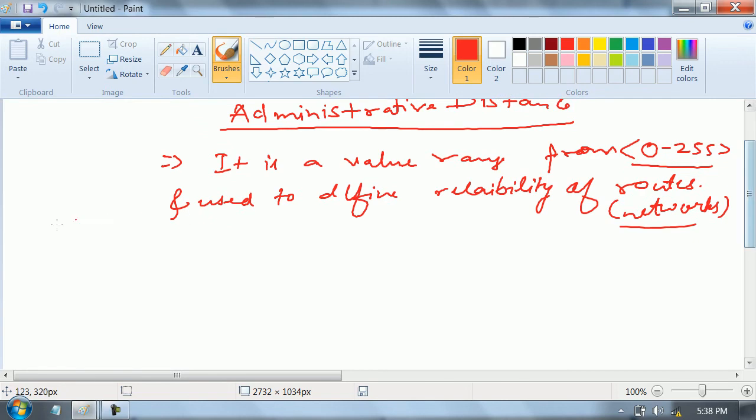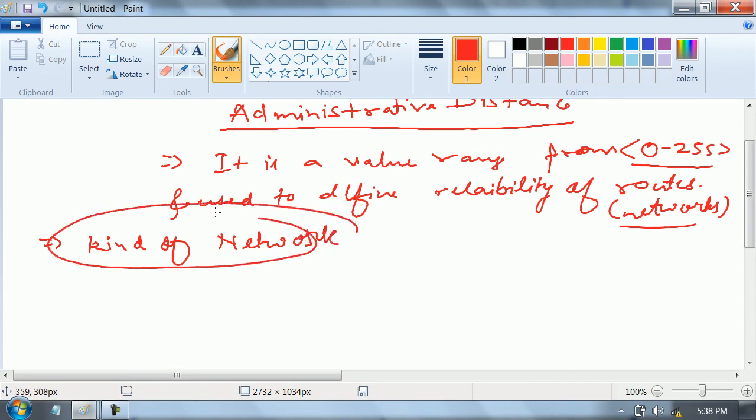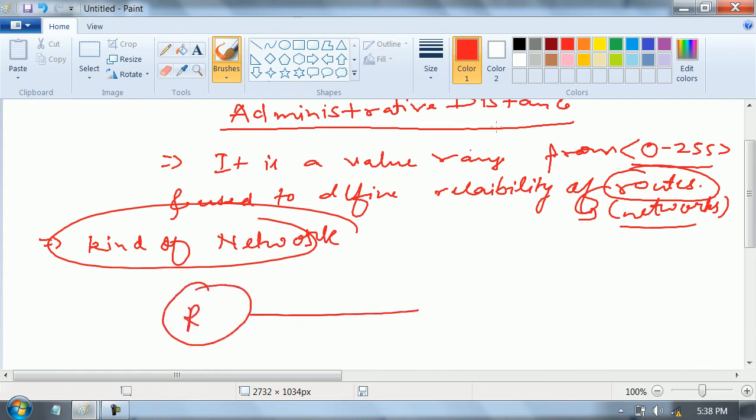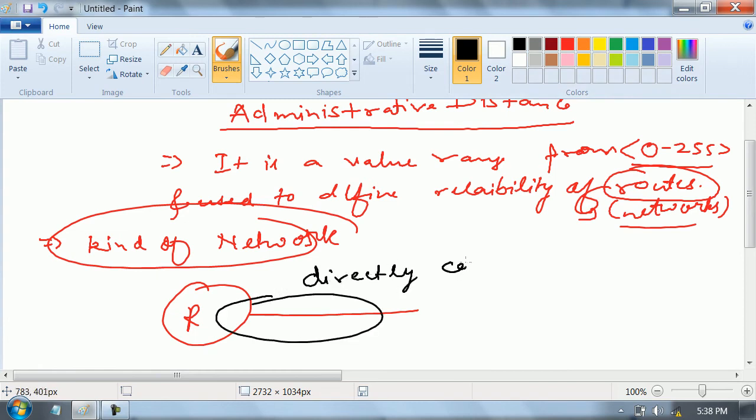First kind of networks are... network means routes. I can use any term. I can call them routes, I can call them networks, so please don't confuse. I already told you, route means networks. This is a router, this is the network. What do you mean by this thing? It means it is a directly connected network. Agree? Directly connected networks are the most reliable networks. Am I saying something right or wrong?